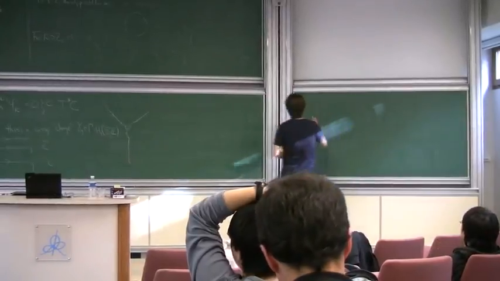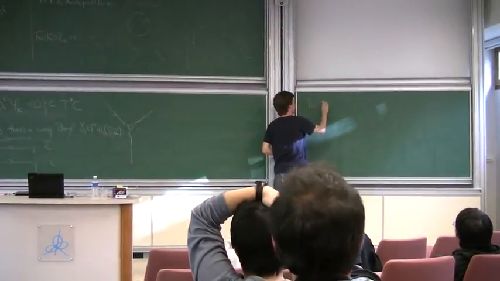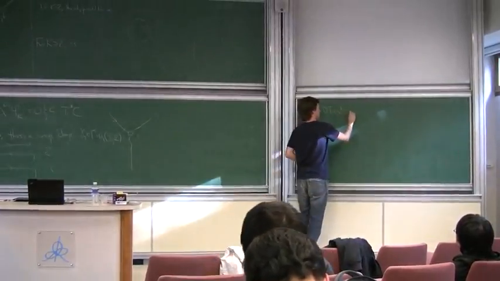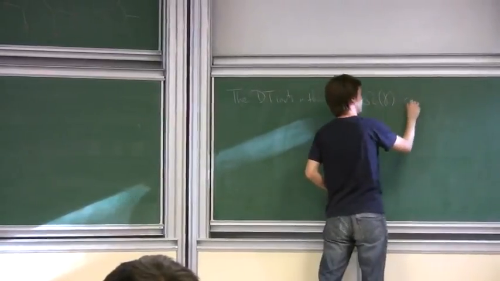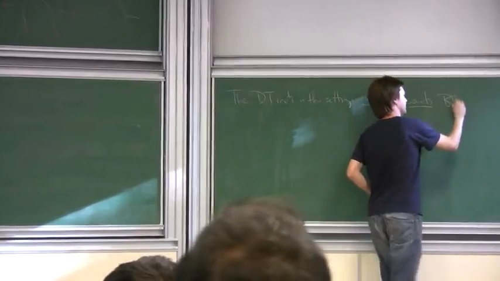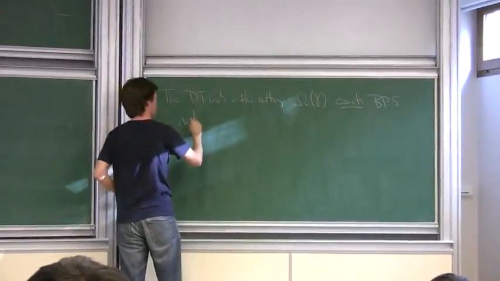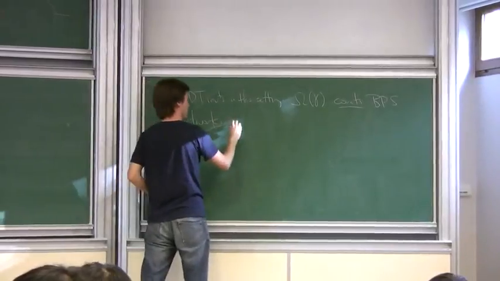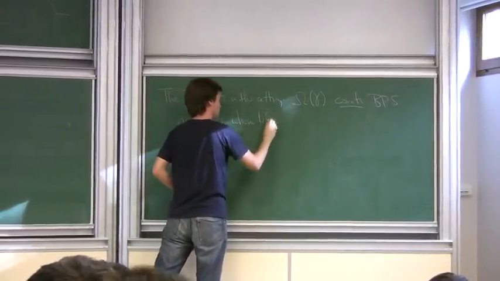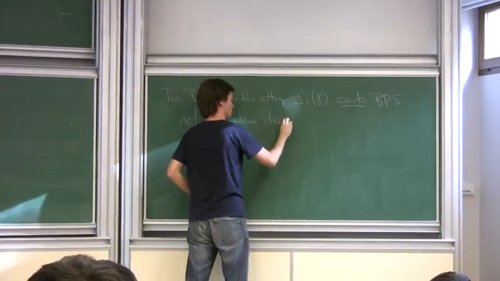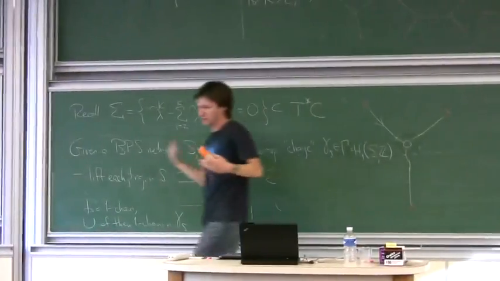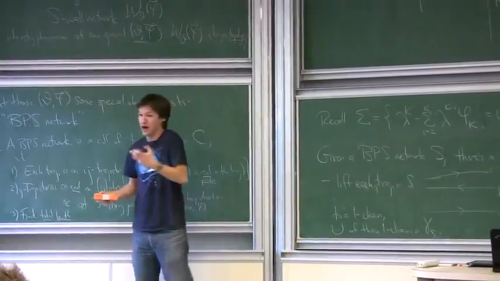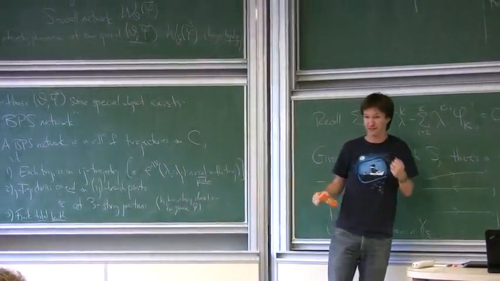So the picture is going to be that the DT invariants in this setting, omega of gamma, should count BPS networks whose charge is gamma. Now counts, of course, is a sloppy word. We have the usual problem of dealing with multiplicities, right? When you have a family, what's exactly the contribution from that family?